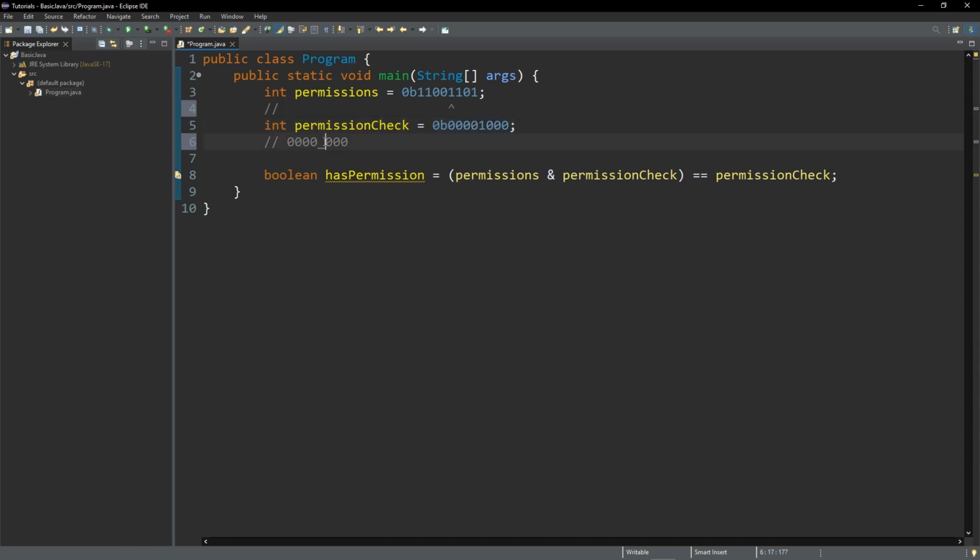But this one will change depending on if this is true or false. Since it's a 1, and it matches this 1, this is a 1 as well. So now this result equals this permission check, and so has permission will be true. If you set this to 0, however, this will become 0 as well, which means it does not equal the permission check, and so this will be false.